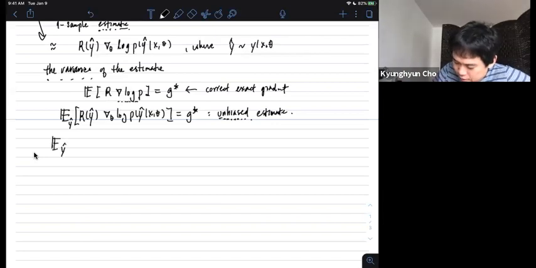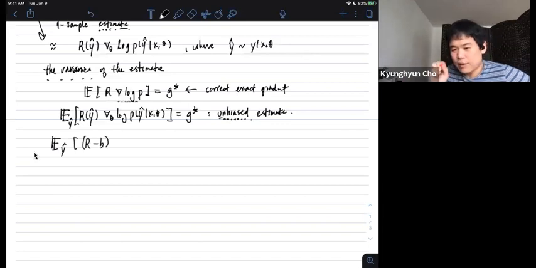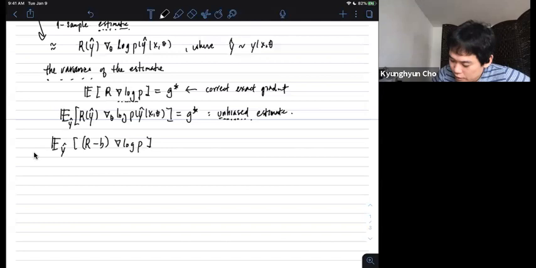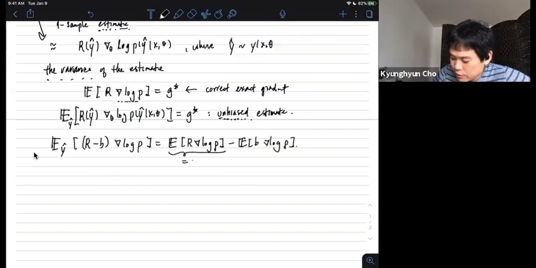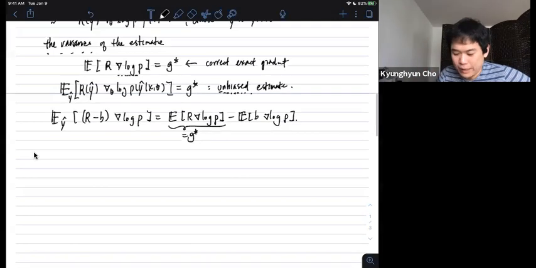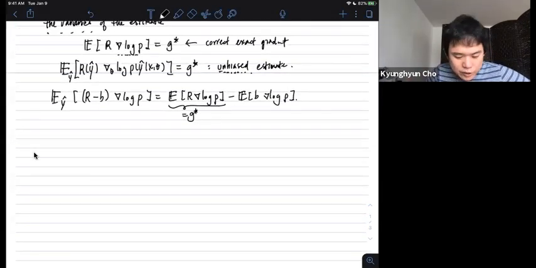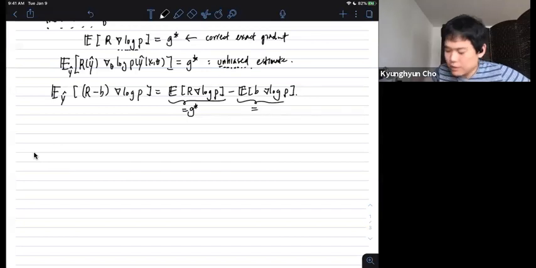Let's look at this. Again, I'm not going to write the y hat here because that's unnecessary. I'm going to subtract some constant b. It doesn't have to be an exact constant. And then I'm going to use log p. So let's write it down. It's going to be r times the gradient of the log p, minus the expectation of b times the gradient of log p. And what do I know? This is G star, the correct unbiased gradient. And the interesting thing is that this term is 0.